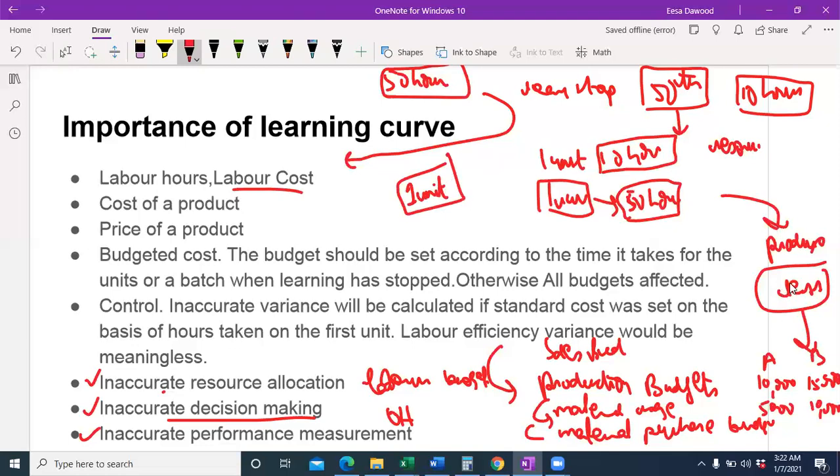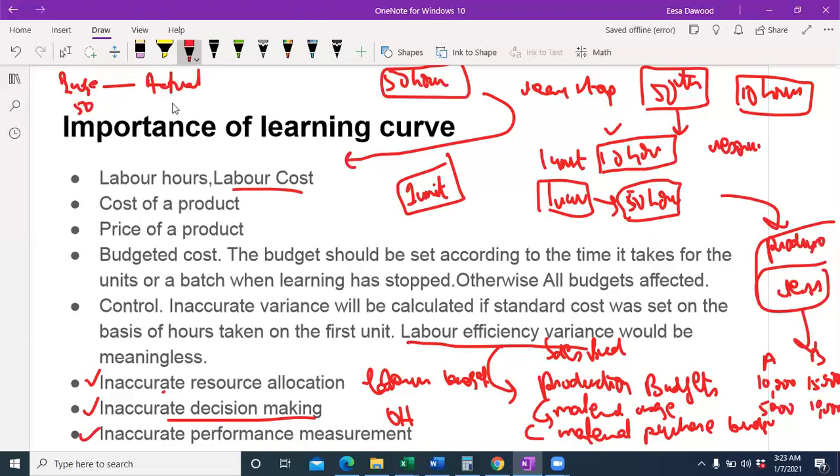Based upon your estimate, you said you'll be able to produce less, and definitely it would have impacted your performance. And not just planning, it will impact your variances as well, because first you set a budget and then you measure the actual performance against it. For example, the standard time per unit, the labor should have taken 10 hours, but I set my standard to be 50.